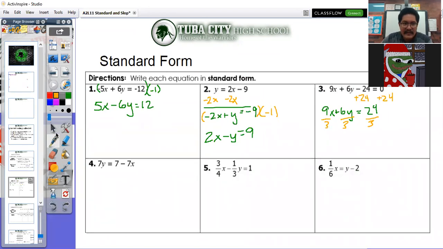Oops, go ahead and change that. 3x plus, and then 6 divided by 3 is 2, so 2y, and 24 divided by 3 is 8. Now at this point, 3, 2, and 8 have no numbers that they can all be divided by, so that's in simplest form. It is in order, and it has the a positive.